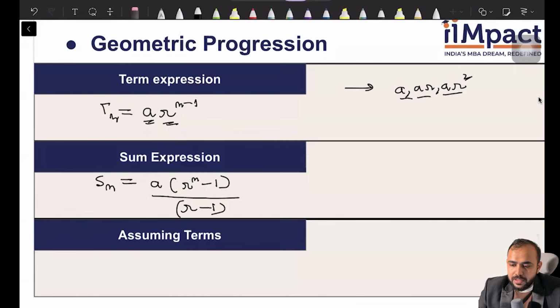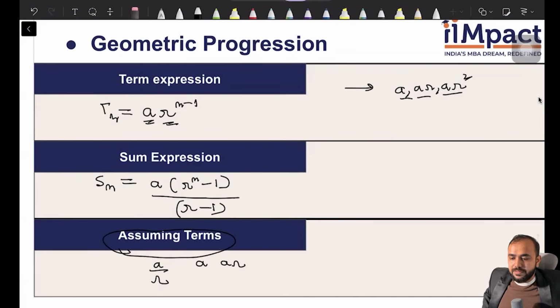Again, assuming terms in a GP is something which rarely gets asked. I mean, products. But if they do, then you will take them as what? AR, A by R. Then you will take it in this format. I don't really think this is something that will happen. The AP thing itself is something that rarely happens. So might as well let this be. So the only two things of note here are TN and SN.